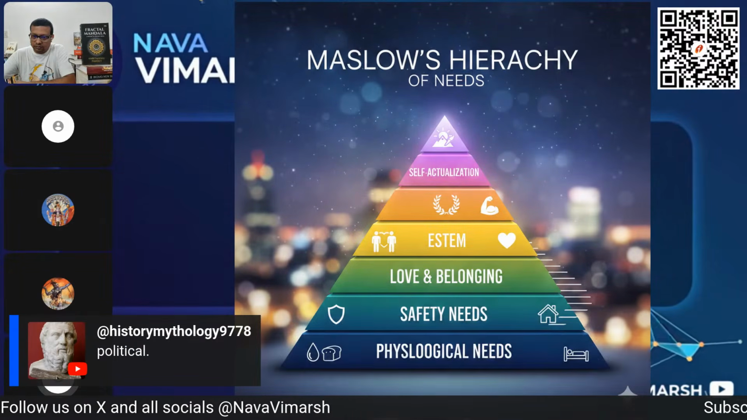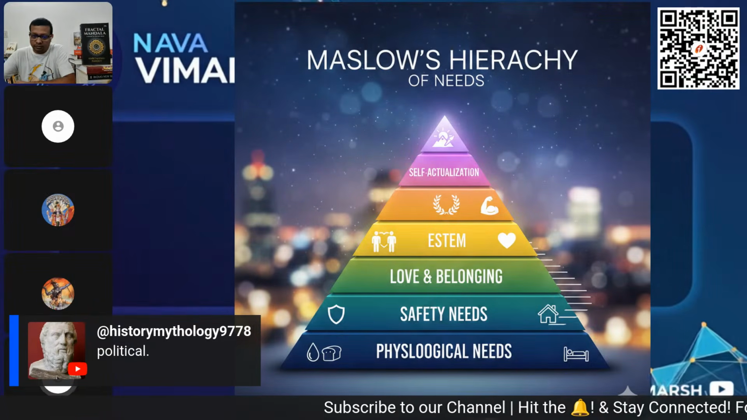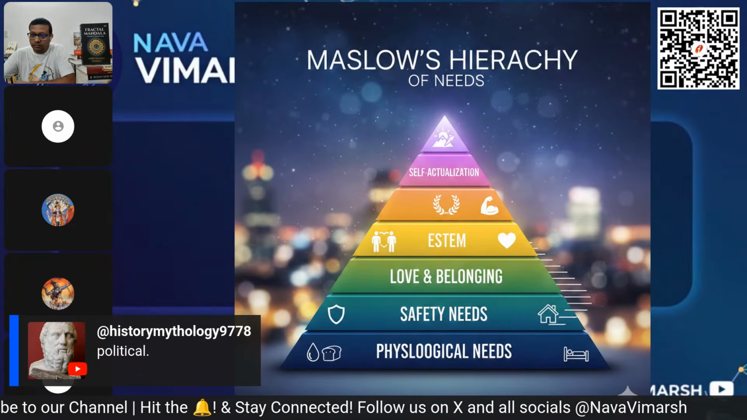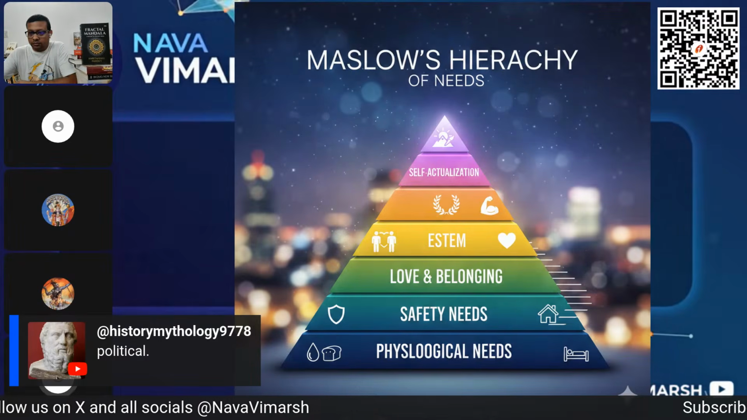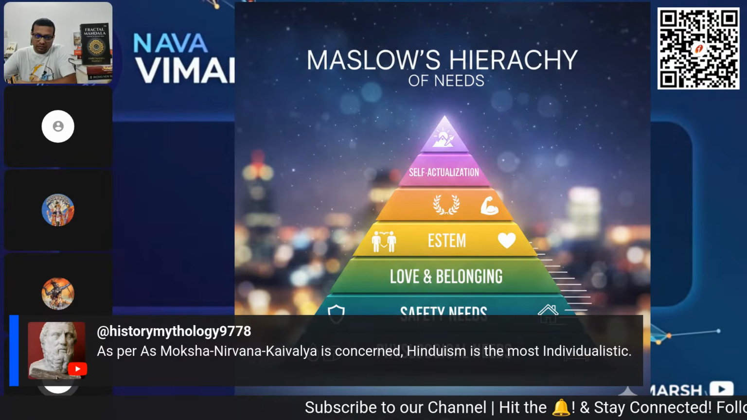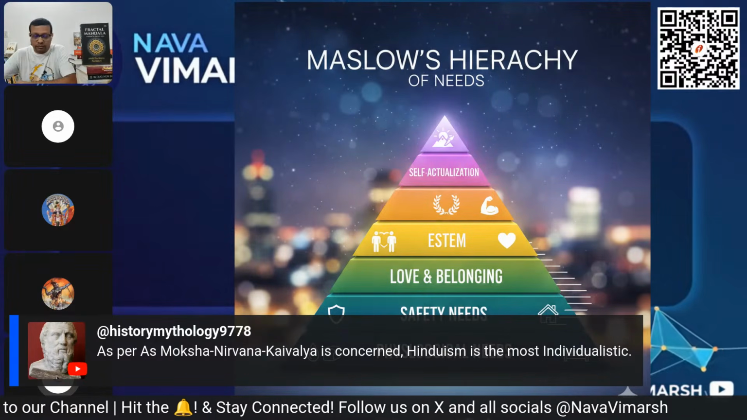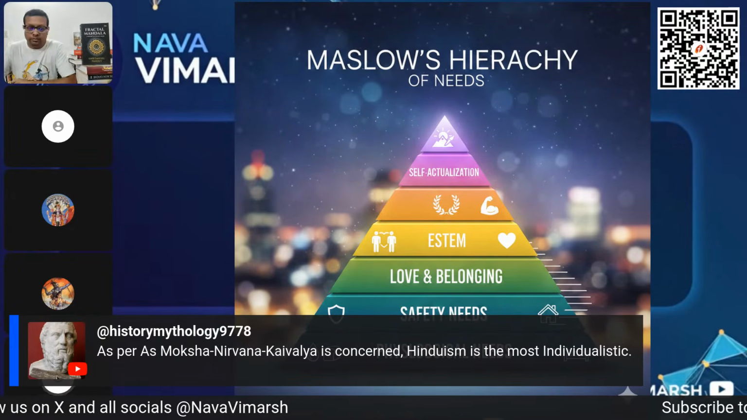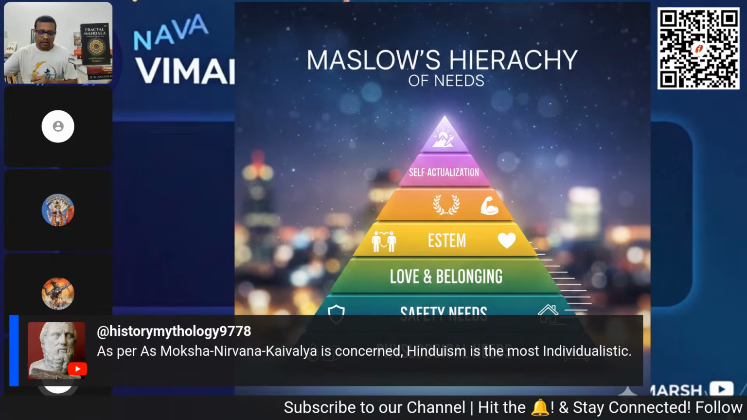I have one more question to answer by history mythology. As far as moksha, nirvana, kaivalya is concerned, Hinduism is the most individualistic. In process, everyone will have a very individualistic process to reach that goal, but the goal itself is not individualistic. The goal is all pervasive. It includes everyone, because we are the manifestation of that same ultimate reality, if we go by Advaita Vedanta or most of the philosophies in Hinduism.